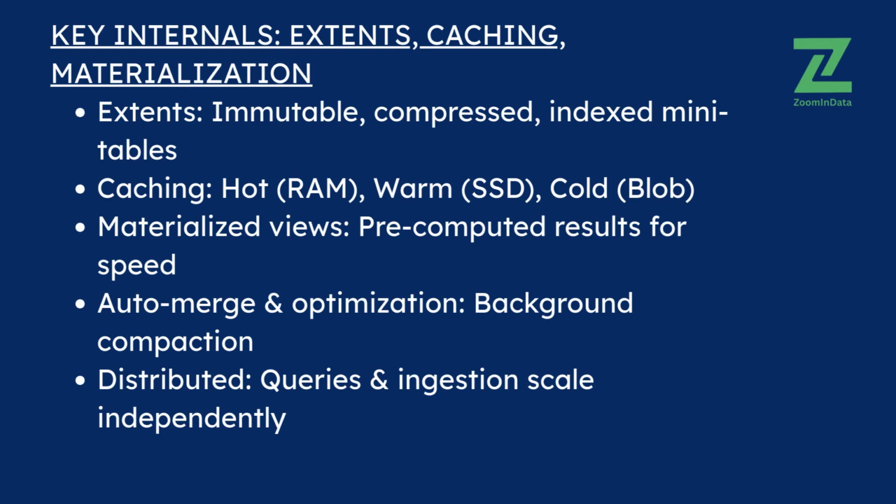A few key internals to know. Extents are the building blocks. Immutable, compressed, indexed mini tables that hold the actual data. Caching layers: hot in RAM for newest data, warm on SSD for recent, cold in blob for everything else. Make sure queries hit the fastest possible storage.